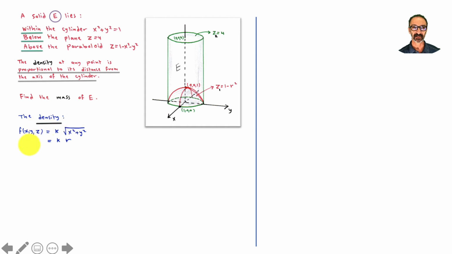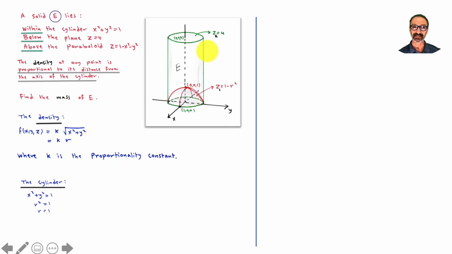The density is our function. F of x, y, z equals k times the square root of x squared plus y squared, which is r. It says proportional to the distance from the axis, like you're going out from the axis, which is like the radius, and the radius changes from 0 to 1 if you want to fill it, not just trace the circle. So we're going to call it r, and k would be the proportionality constant.